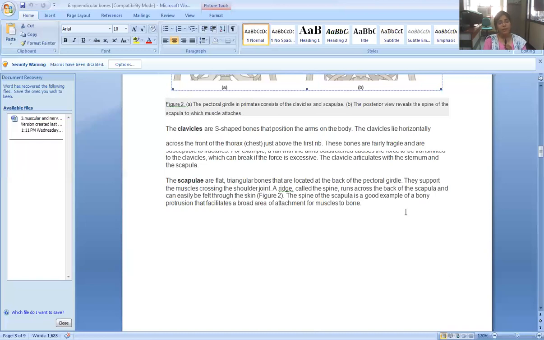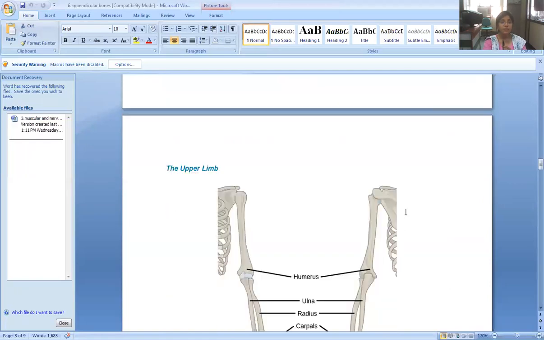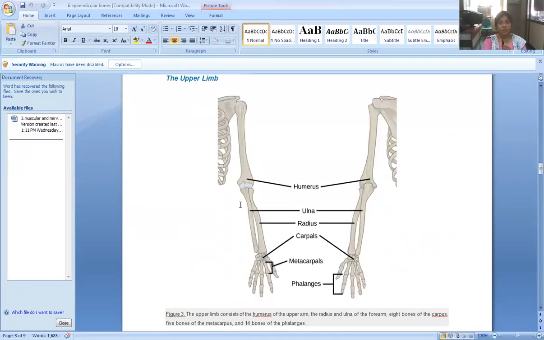The scapulae are flat, triangular bones that are located at the back of the pectoral girdle. They support the muscles crossing the shoulder joint, and a ridge called the spine runs across the back of the scapula and can easily be felt through the skin. The spine of the scapula is a good example of a bony projection. So the upper limb has the humerus, the ulna and the radius, carpals, metacarpals and phalanges.